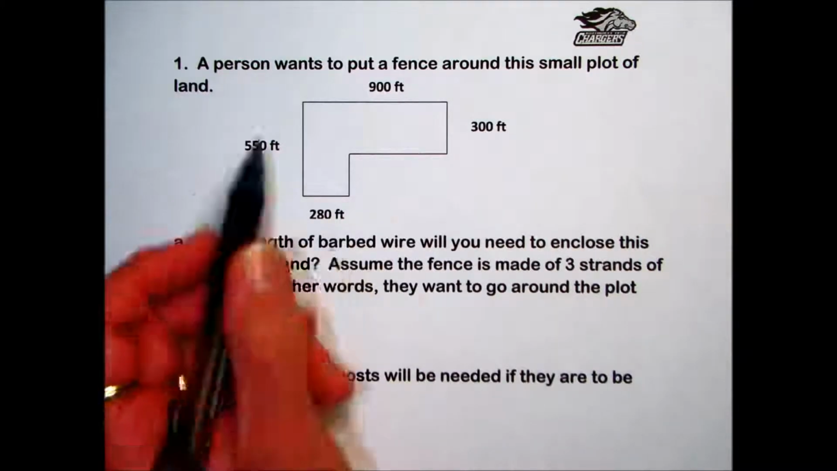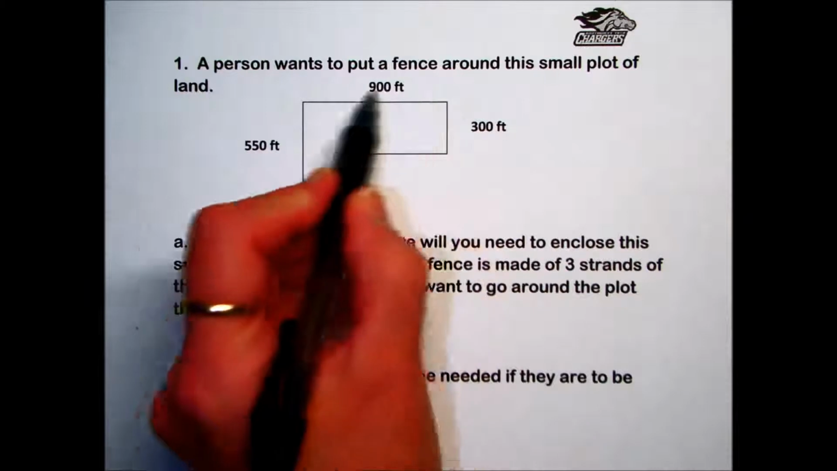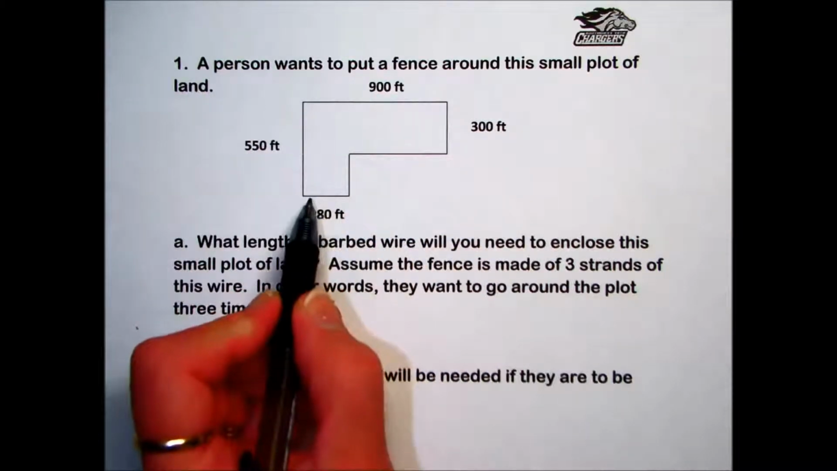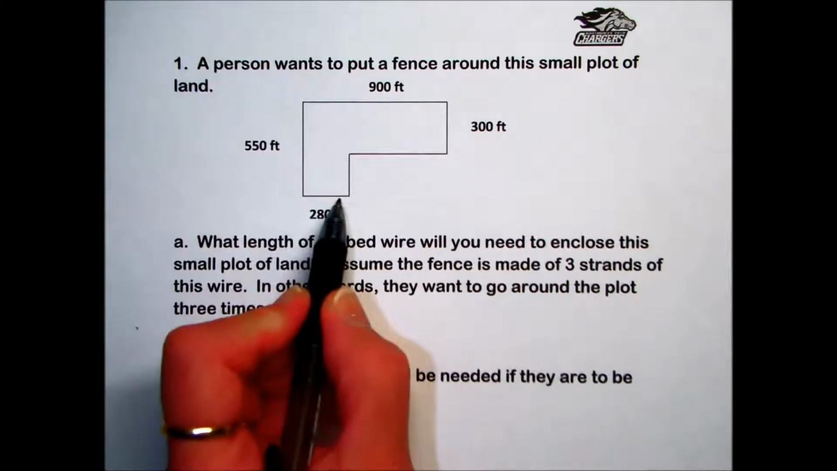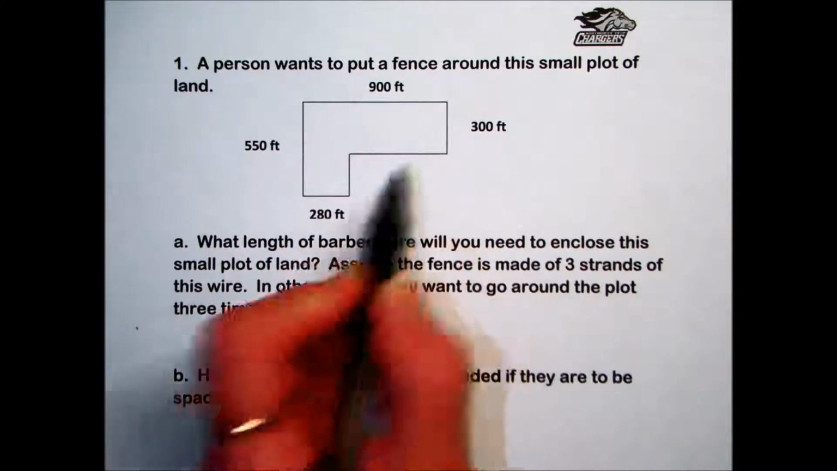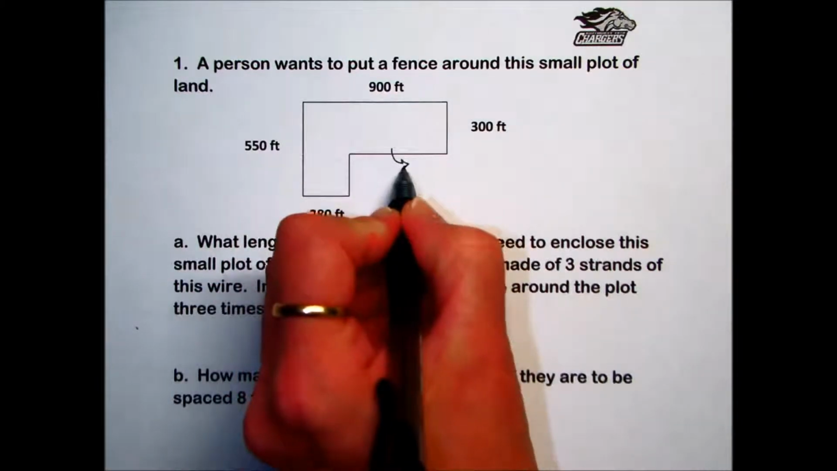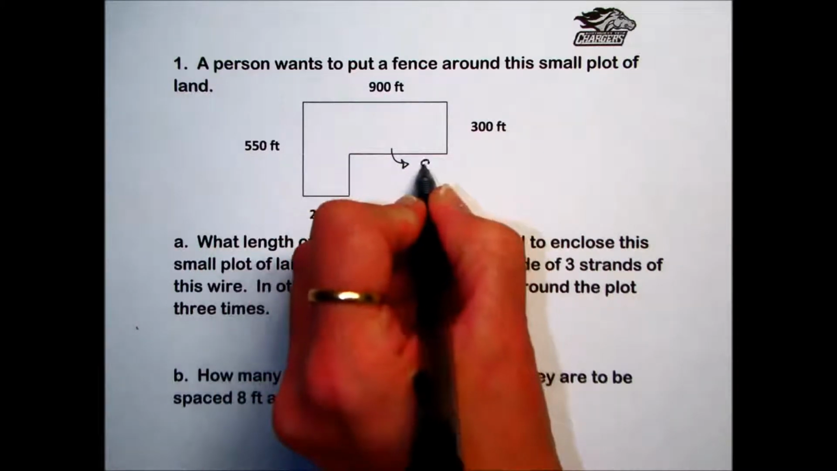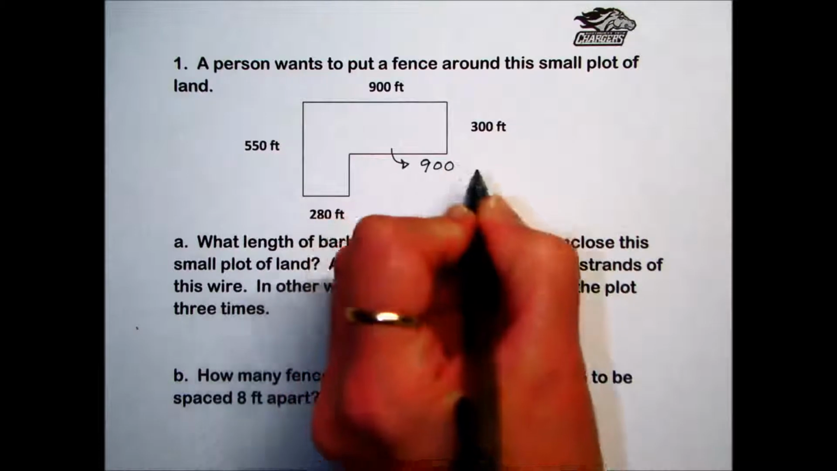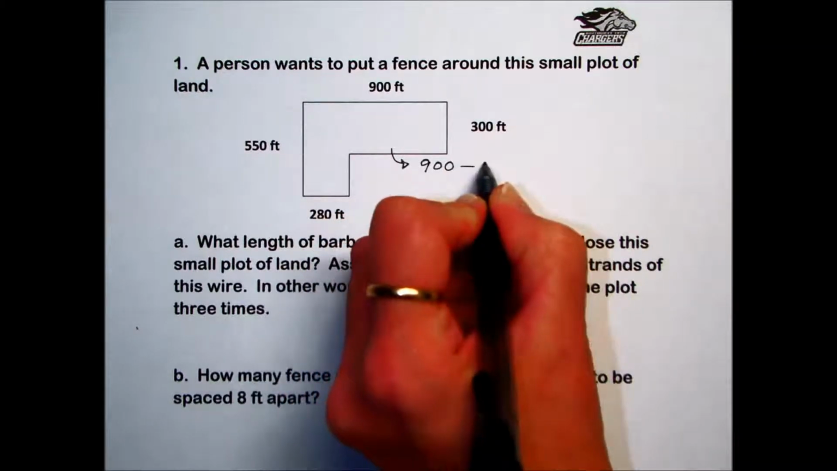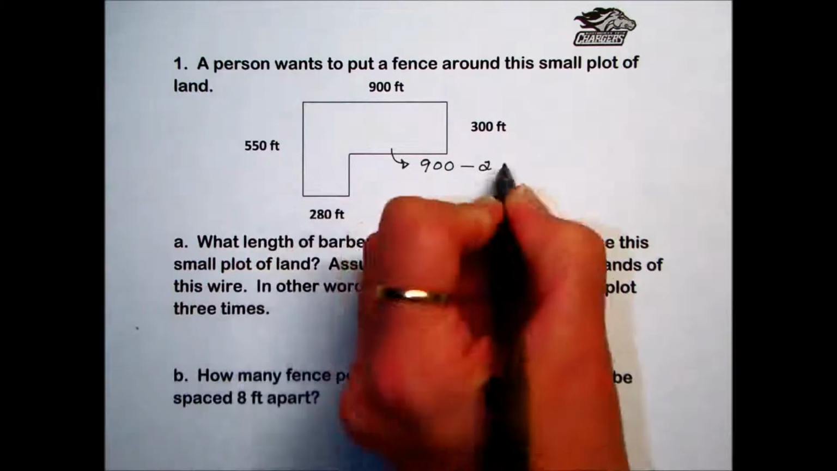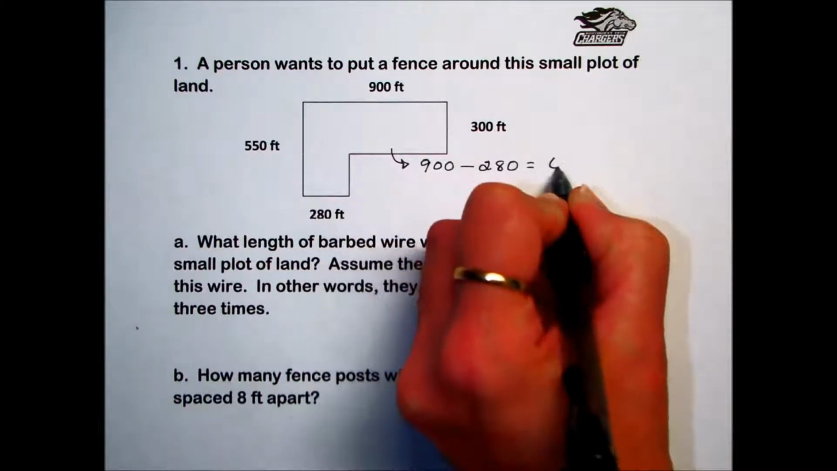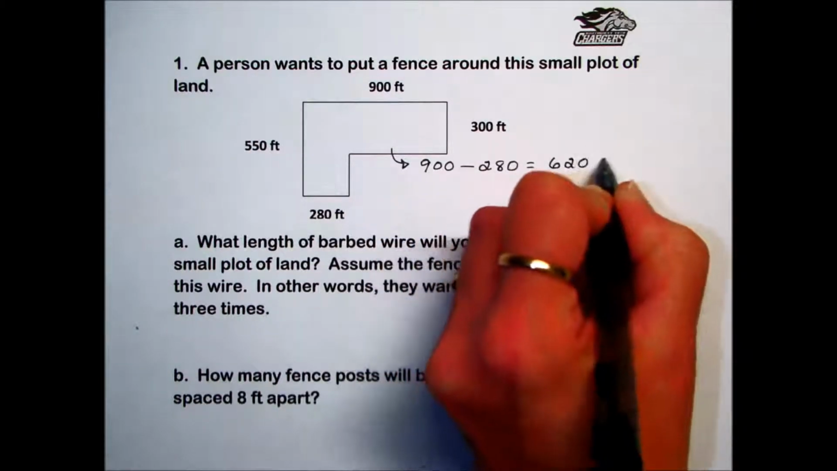If you look at the overall picture, this horizontal span of 900 would be the same as the combination of the 280 foot given and our unknown. So to find our unknown horizontal side, we're going to take the entire horizontal distance of 900 minus the dimension here given of 280, which results in a dimension of 620 feet.